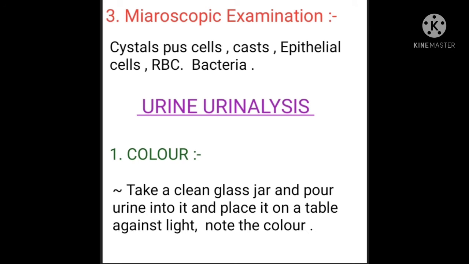Here we are supposed to check crystals, pus cells, casts, epithelial cells, RBC, bacteria, etc. Under physical examination, we have urine analysis. First is color. At first, take a clean glass jar and pour urine into it and place it on a table against light. Note the color.